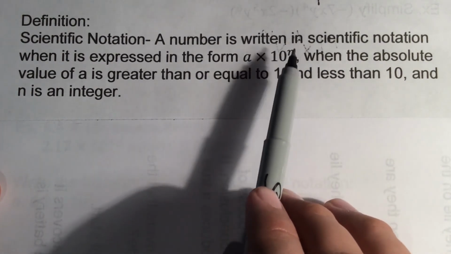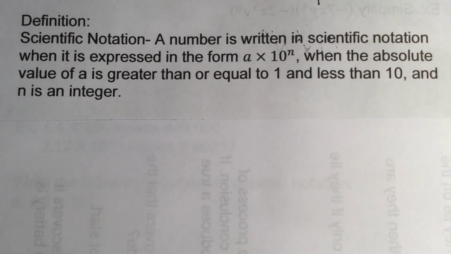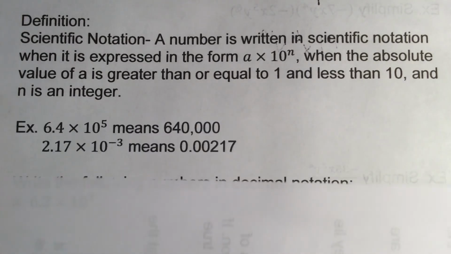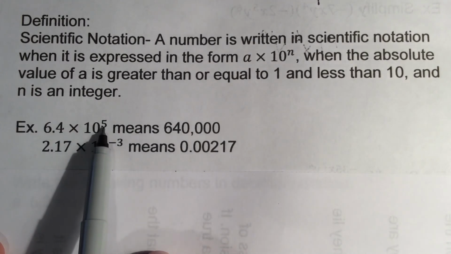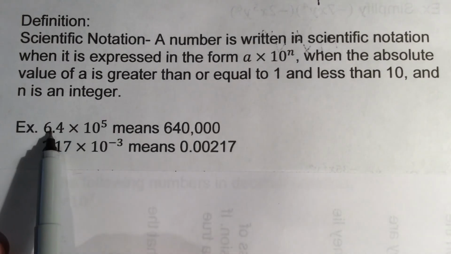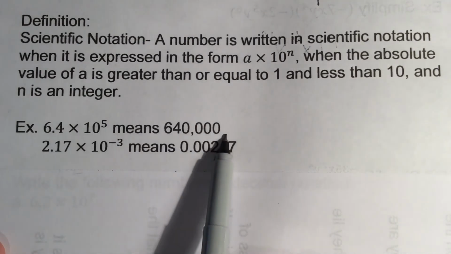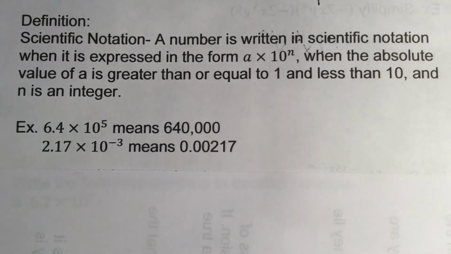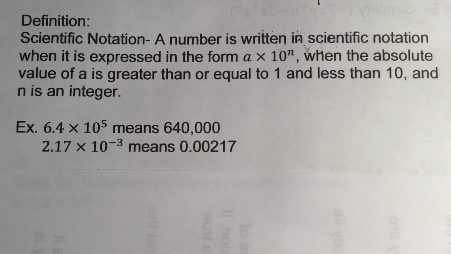N is going to end up being how many times you would move the decimal in order to make that the full number. So for example here, if we had 6.4 times 10 to the fifth, well, that fifth, because it's positive, means we're going to make it bigger. So we'd move the decimal once, twice, 3, 4, 5 times to make it 640,000 the full number. So what scientific notation does is it takes a big or a really, really small number and makes it a little easier to work with.